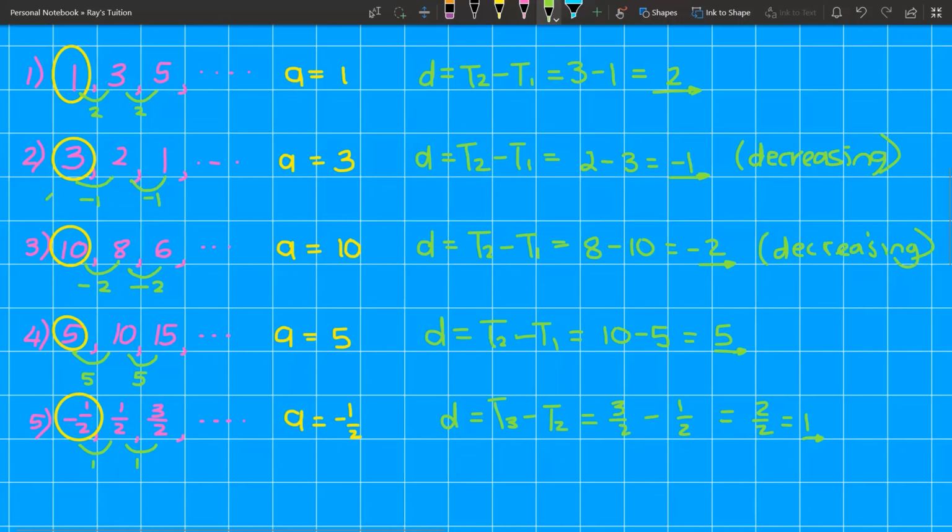So that is how we define a linear sequence. It's a sequence with a common first difference. So we're adding or subtracting the same number to get to the next term. Okay, please watch our other videos for more information on linear sequences.